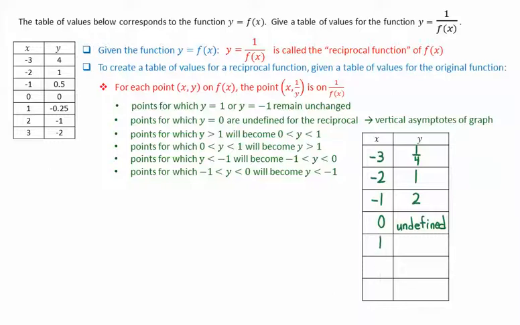For x equals 1, the reciprocal of negative 0.25 is negative 4. For x equals 2, the reciprocal of negative 1 is also negative 1. This is another invariant point. And finally, for x equals 3, the reciprocal of negative 2 is negative 1/2.